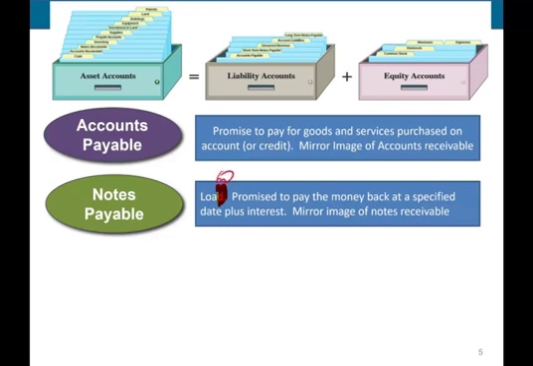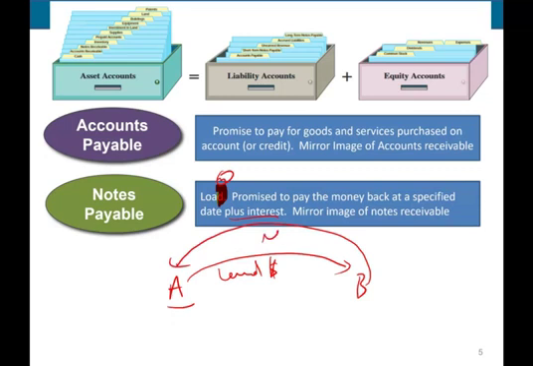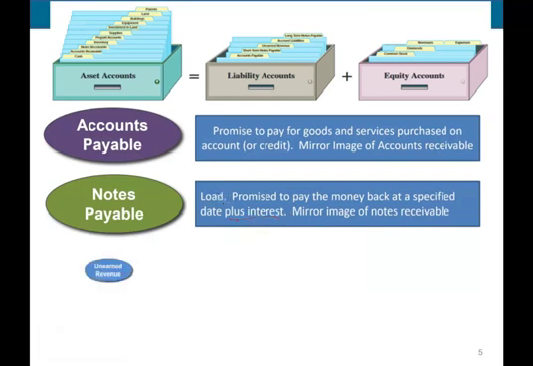So what happens is you borrow money, you have to pay it back, and you have to pay it back plus interest. Again, if we have A and B, let's assume A lends money to B. B signs a note, gives them a note, a promise to pay. Well, guess what? A will have a note receivable because they lent the money and they expect to be paid. B, they gave the note, they gave the promise, they will have a notes payable. So they're the mirror image of each other.